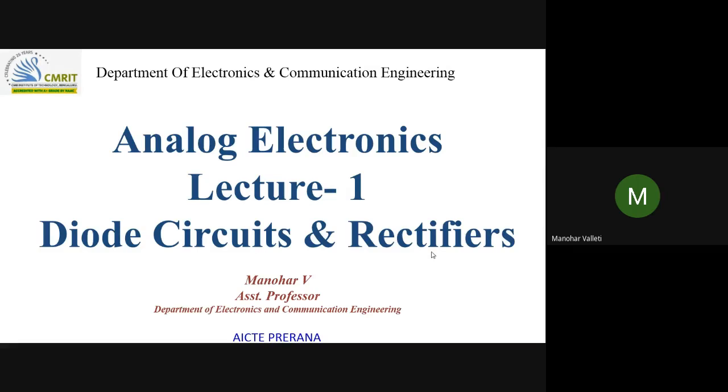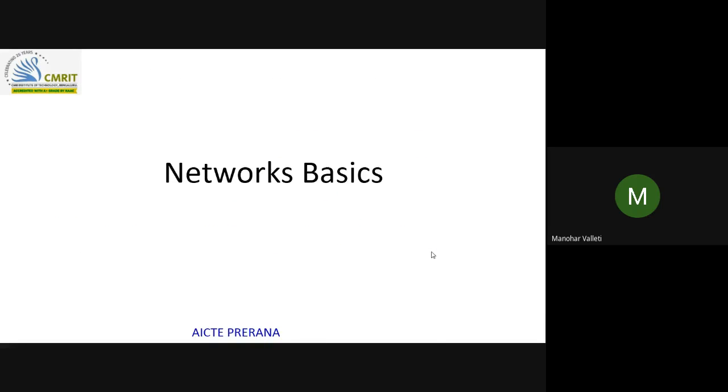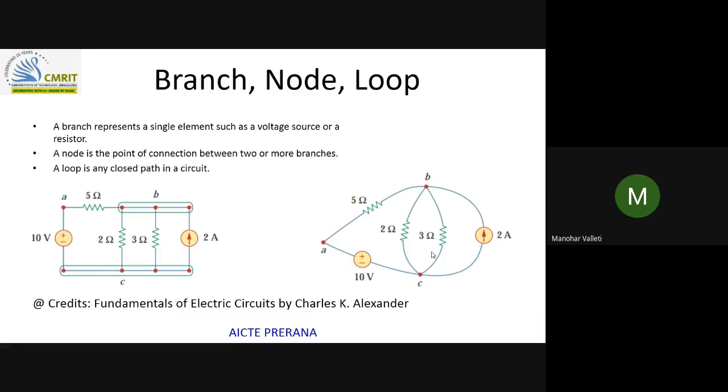Yeah, in this lecture, we will see the analog electronics basics. Those are digital circuits, rectifiers, and also we will see some of the basics of network analysis. So basically, the very important thing for very basic parts for the network analysis is branch, node, and loop.